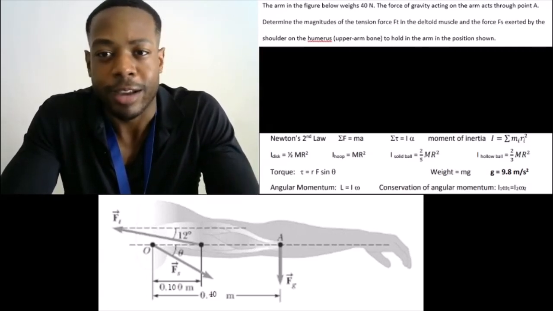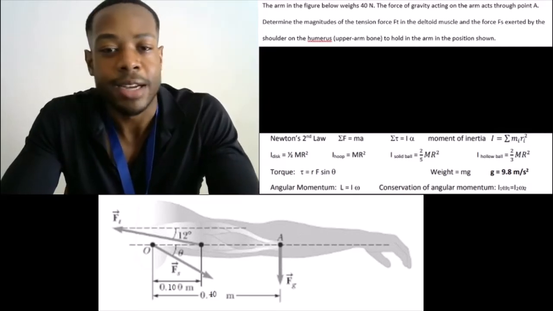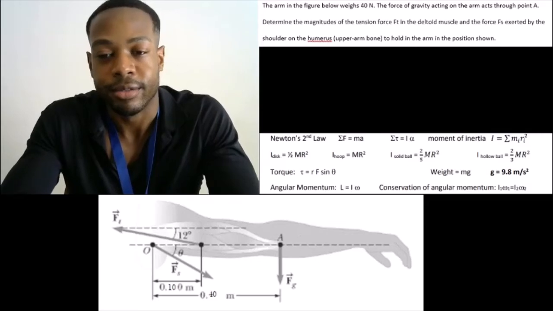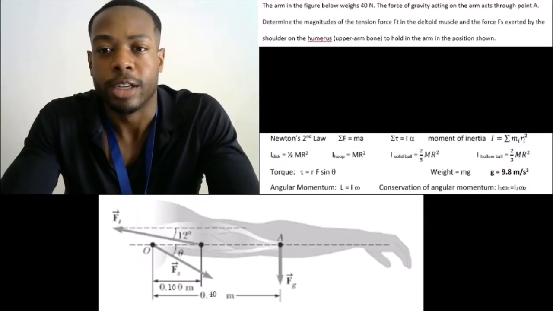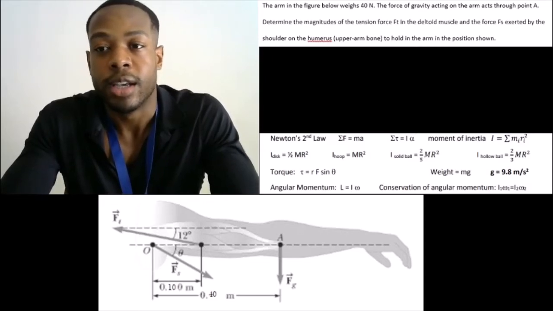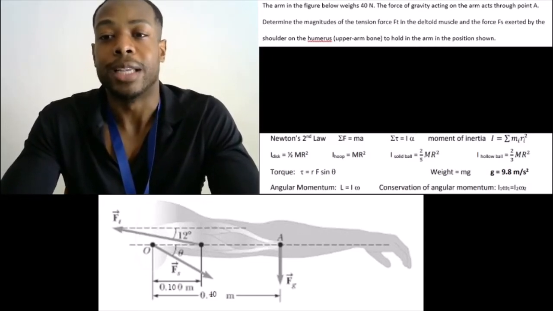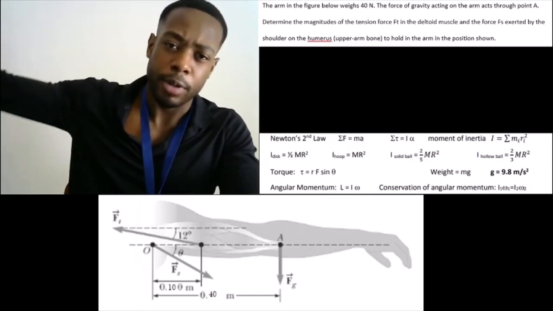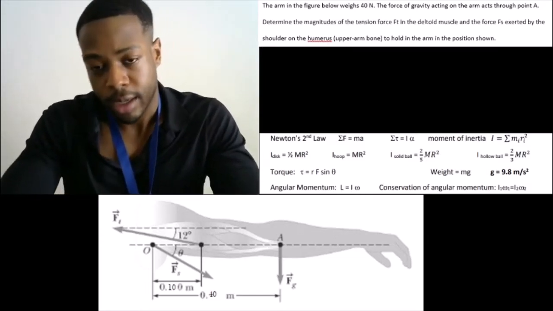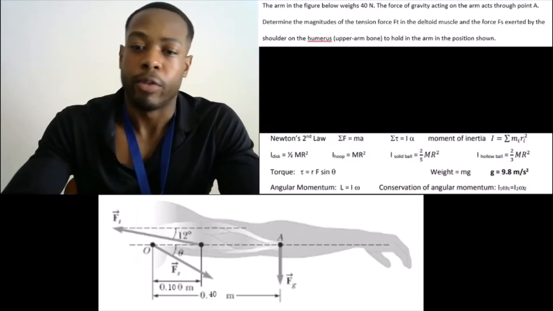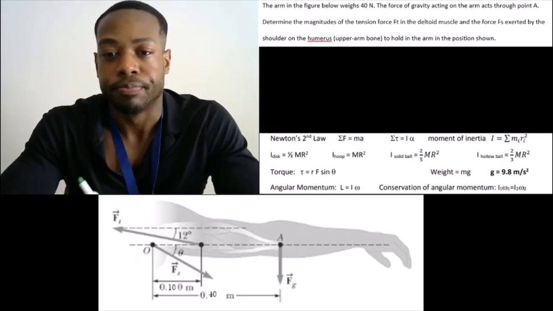So we've got the arm in the figure below where it's 40 newtons. I've changed the numbers a little bit. 40 newtons, the force of gravity acting on the arm acts through point A, as you can see on the diagram. Determine the magnitude of the tension force T in the deltoid, and the force that's exerted by the shoulder on the humerus, to hold the arm in the position below like this. So yeah, very much something you're familiar with. We don't have to write anything out, we've got it all here on the diagram.